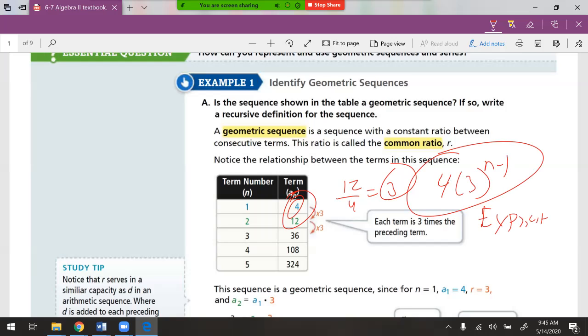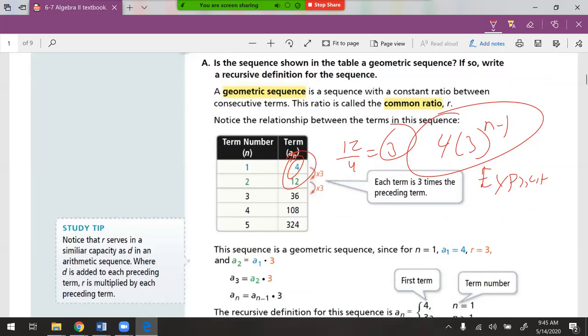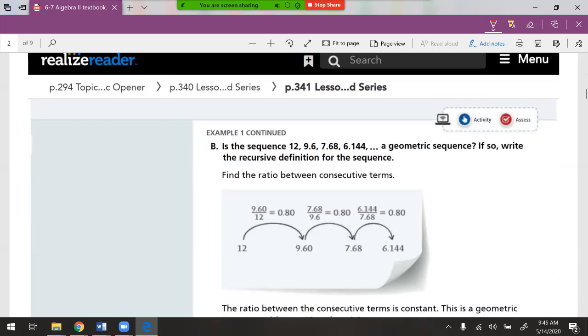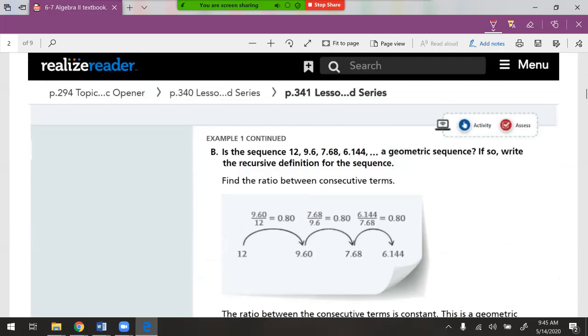We're going to talk about explicit and recursive, okay? Recursive is really simple. You start with the first number, and whatever you're multiplying with, that's going to give you your next number. And we've done this before a million times, because it came from our SBAC review. It's this simple, guys.